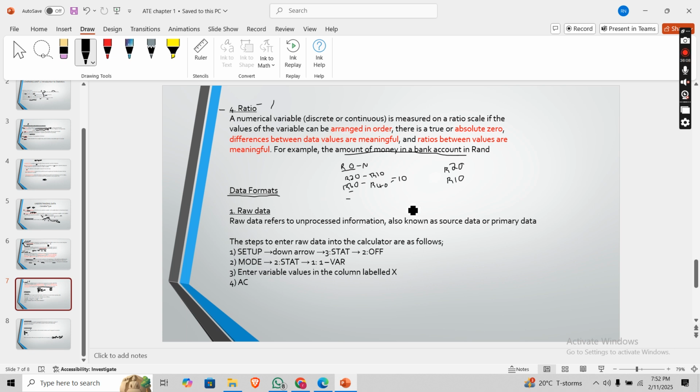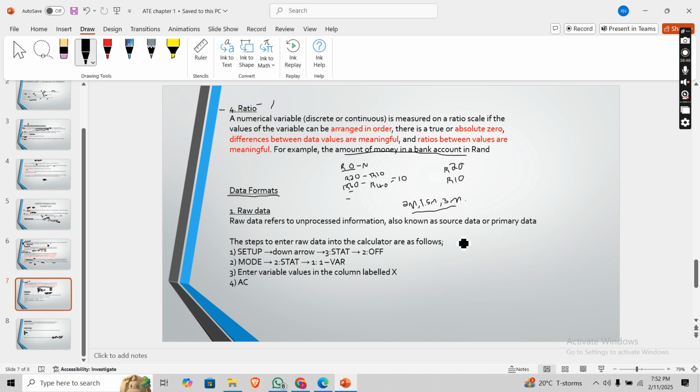An example of raw data could be measuring the height of students. The height of student number one would be maybe 2 meters, the second student maybe 1.5 meters, the third student maybe 3 meters, and so on and so forth. So if data is in this form, it's called raw data or unprocessed data.